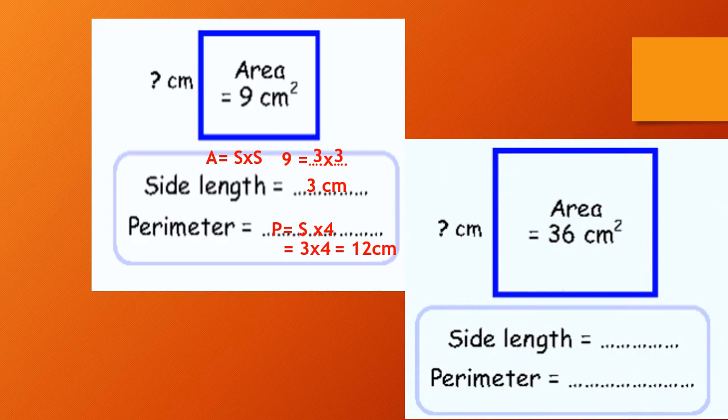I have a square with an area of 36 centimeters squared. So the area equals side by side. 36 equals what by what? It has to be the same number. So 6 by 6 equals 36. So the side length of this square is 6 centimeters. The perimeter of this square is side by 4. 6 by 4 equals 24 centimeters.